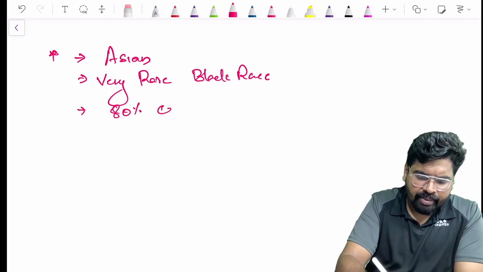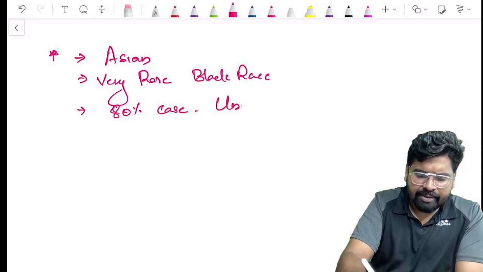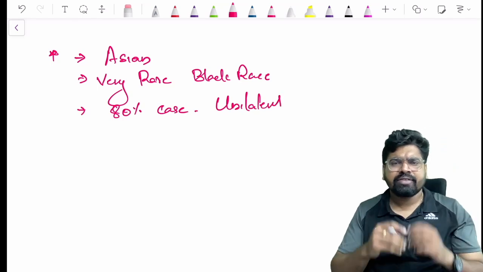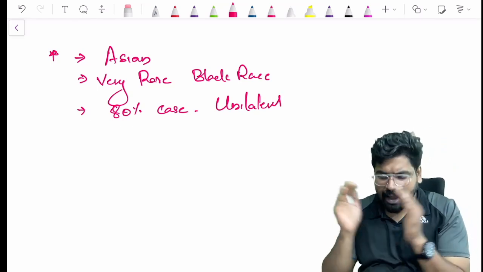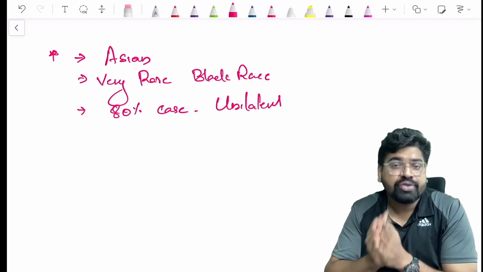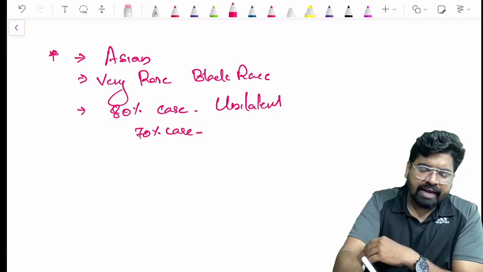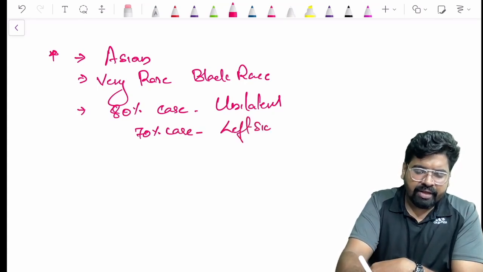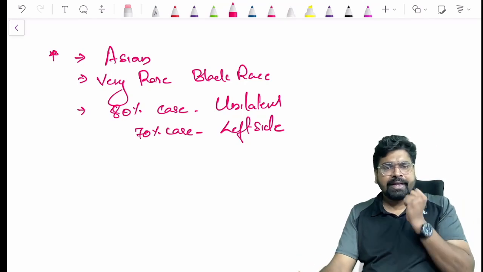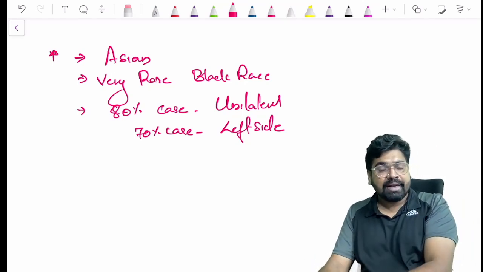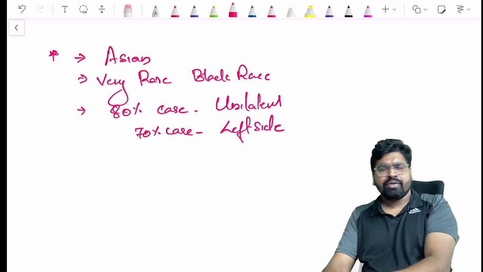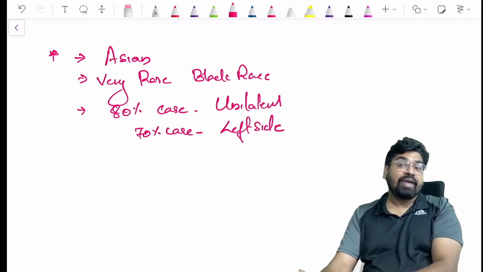You should know that 80% of the cases are unilateral, meaning clefting occurs on one side, either right or left, and you should know which side is most commonly affected. 70% of the cases come on the left side. This was once asked in your NEET examination. Which among the following statements is true?